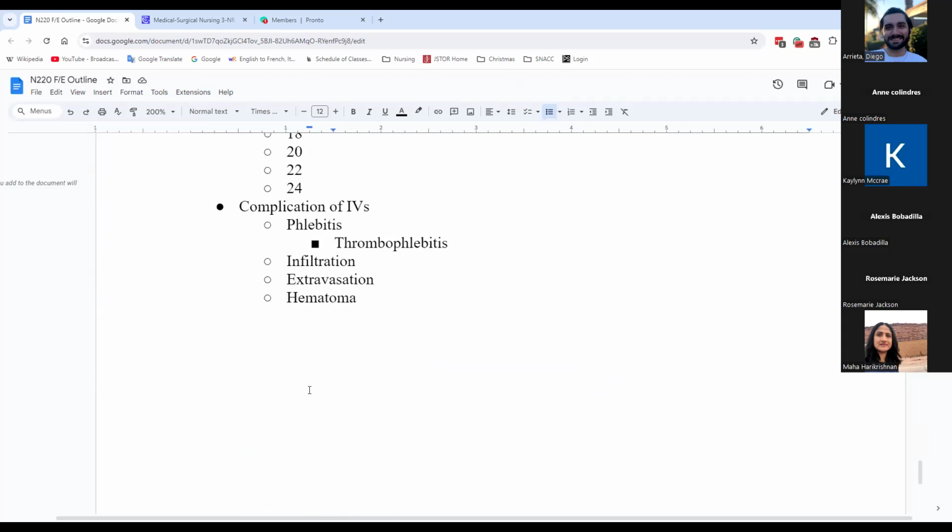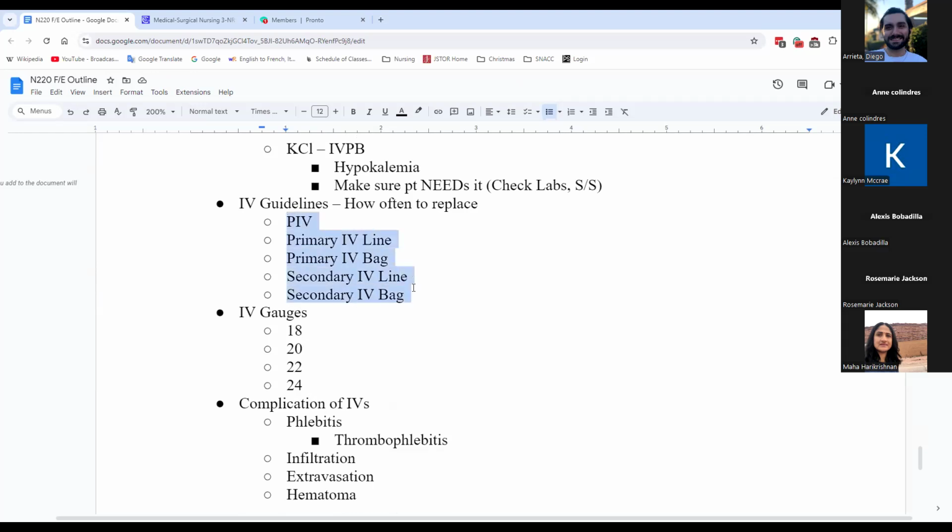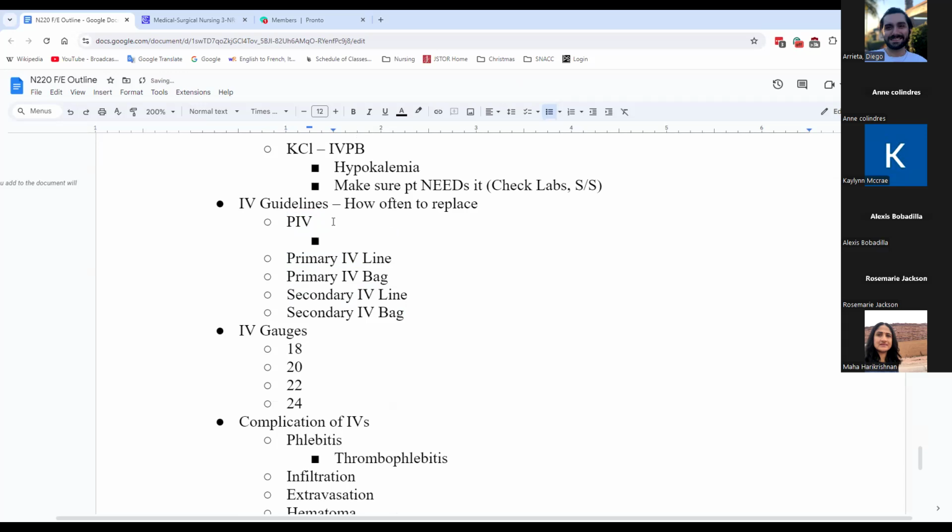All right, we're almost done, guys. This is just general guidelines. This is like some 212 stuff, but just because it might help you in clinical. Does anyone remember how often you change the peripheral IVs? Even though, honestly, I think I've seen them just keep them the whole time, but they probably shouldn't. I think I've seen 72 to 96 hours, so 3 to 4 days.